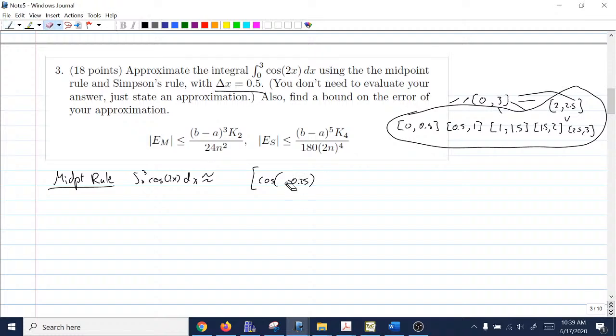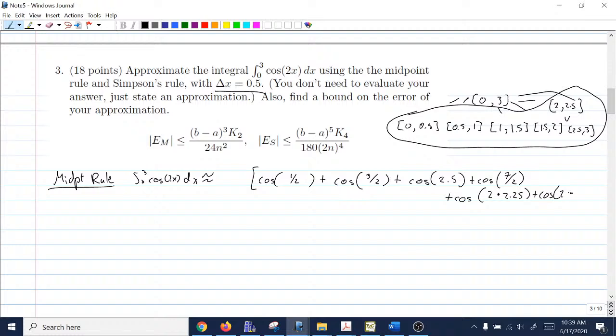Should I do that? I guess it'll be less writing if I do the doubling. Double a fourth is a half. Cosine of double 3/4 is 3/2. Cosine of double 1.25 is 2.5. Cosine of double 1 3/4, what is that, 7/4? That's 7/2. Cosine of, I'm starting to lose track of the doubling, so I'm just going to write out doubling 2.25. Cosine of doubling 2.75.